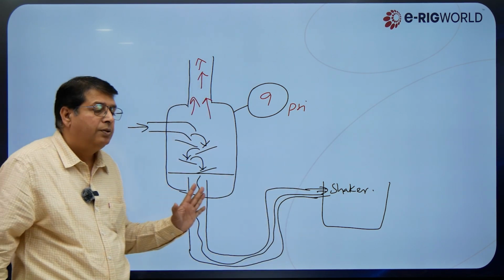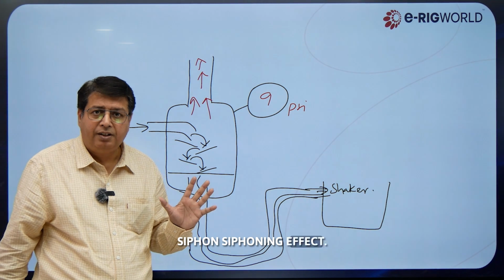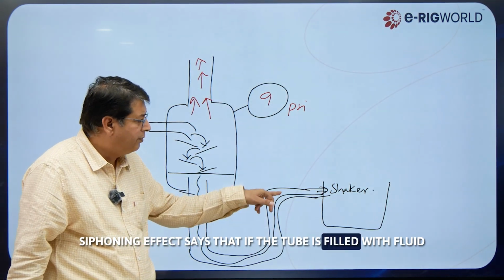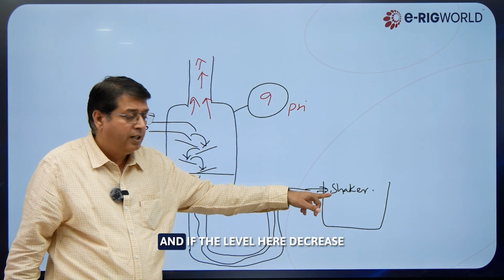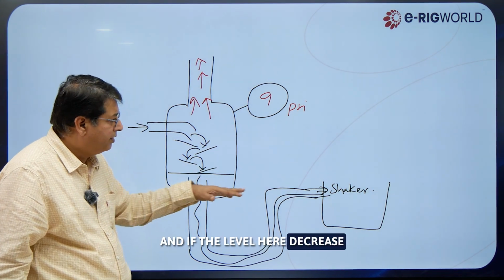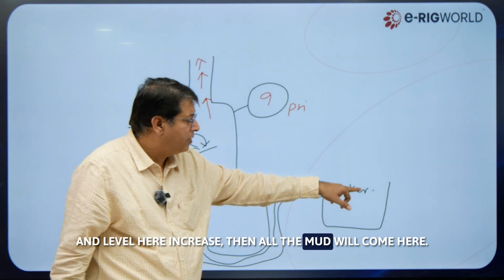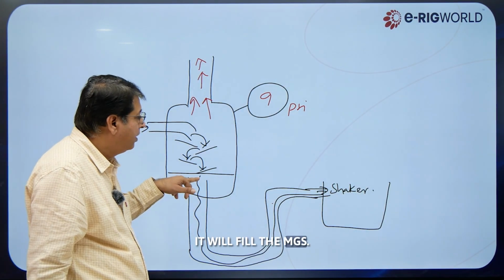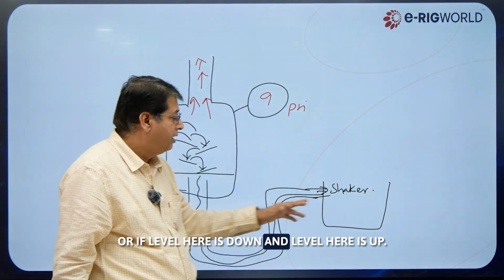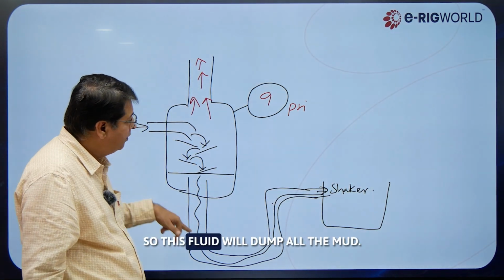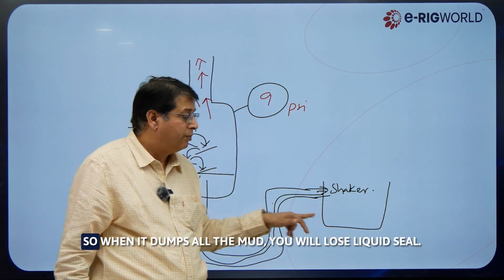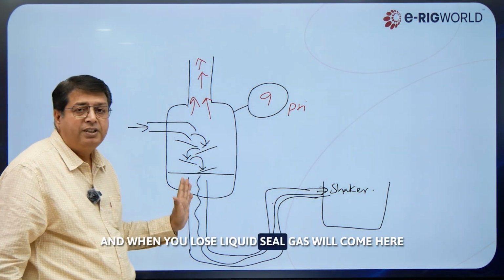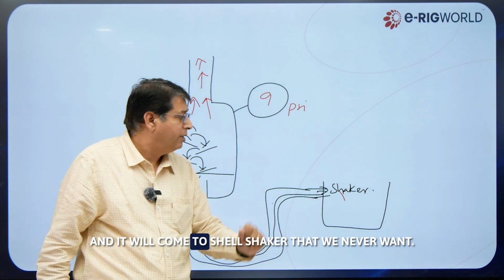Right. Now siphoning effect. Siphoning effect says that if the tube is filled with fluid, and if the level here decreases and the level here increases, then all the mud will come here and fill the MGS. Or if the level here is down and the level here is up, this fluid will dump all the mud. When it dumps all the mud, you will lose the liquid seal, and when you lose the liquid seal, gas will come here and go to the shale shaker.